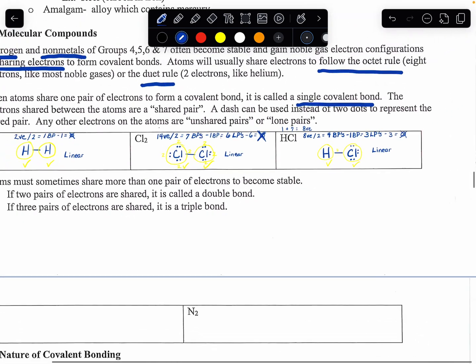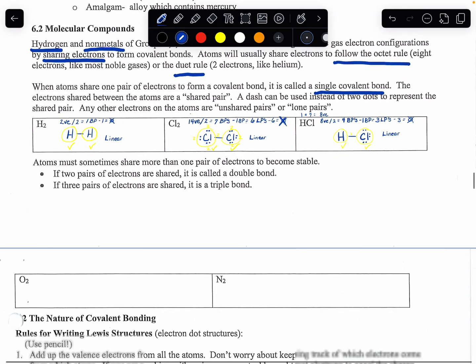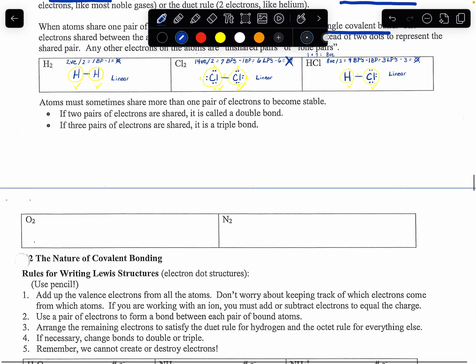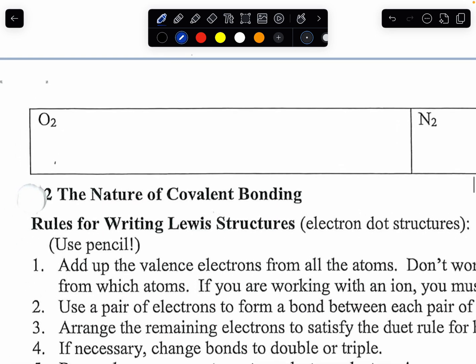These are what we call diatomics. This one's an acid on the far right. But these are just straight linear, easy molecular compounds to draw. All right, so when do we create multiple bonds?